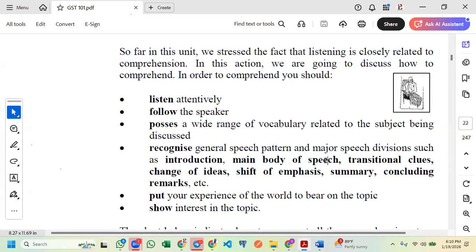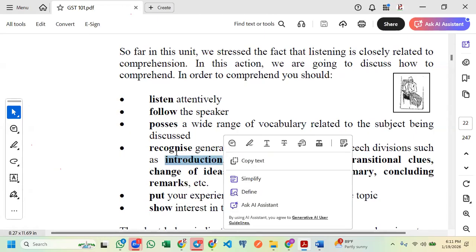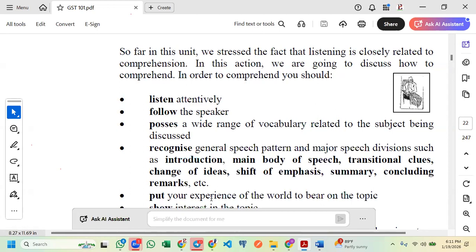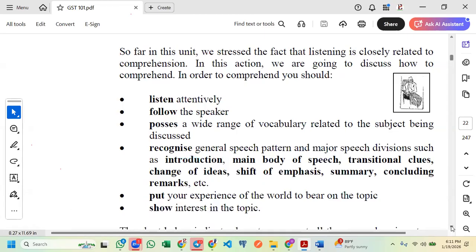So you should not be giving the attention you need for the main body of a speech to the introduction. When somebody is still introducing the speech, you should feel like, okay, I'm still waiting for the main thing. What is the main thing the person wants to talk about? If you know the division of speech like this, it helps you to know where and when to put your mind when a speaker is speaking.